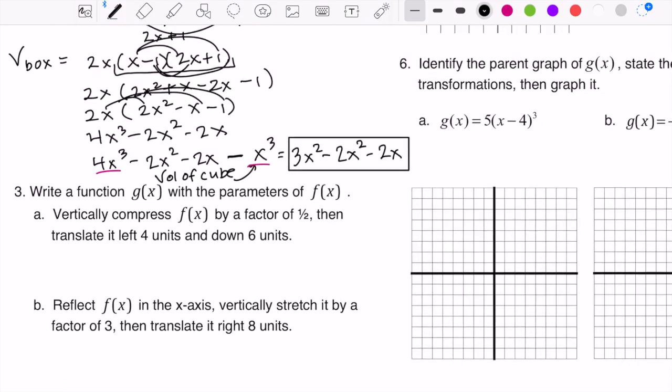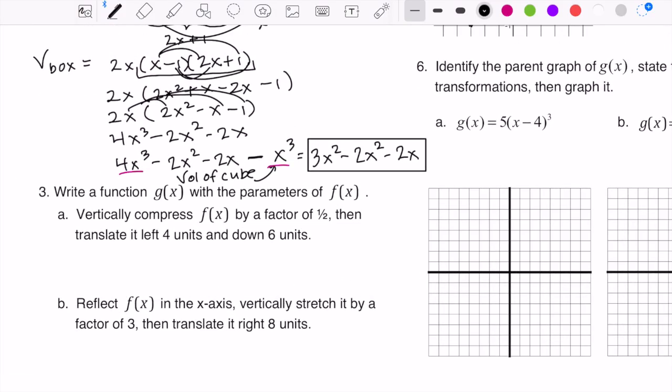All right, number 3 says write a function, g of x. So it tells us what to name that function. And then it says with the following parameters. So we're going to take the f graph and compress it by a factor of 1/2, then go left 4 units and down 6 units. So what this is just saying is g of x equals, a compression is going to be in front, so it's going to multiply. And then we don't know the specific f function, so we're just going to label it f.